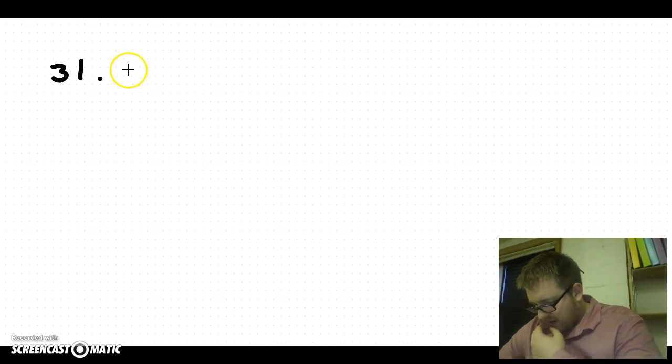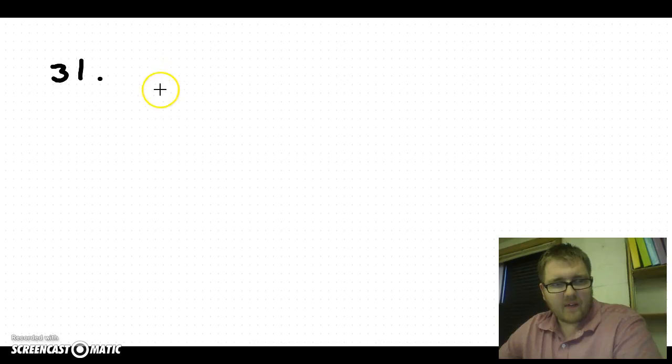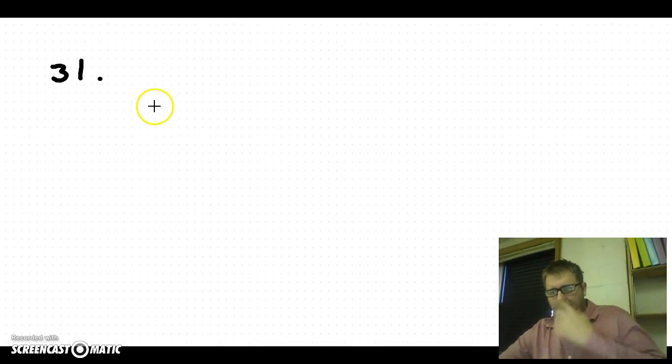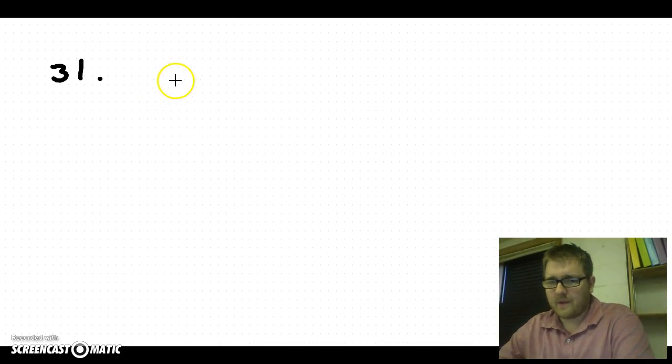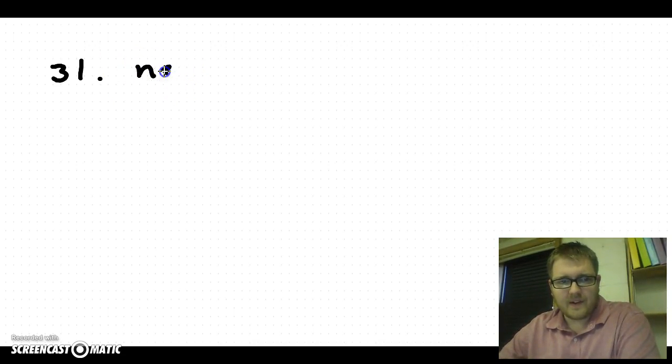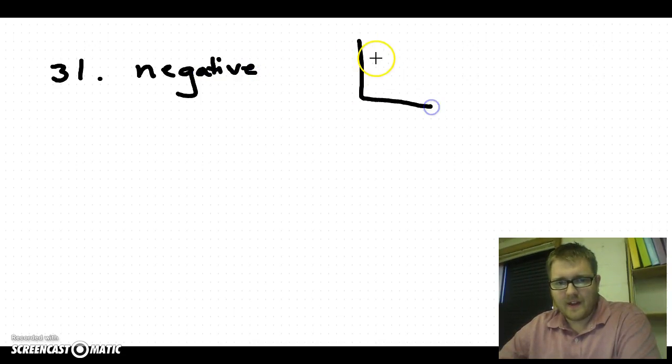For 31, we want to talk about whether this is a positive relationship, a negative relationship, or no relationship. If we talk about outside temperature and firewood sales, I would expect the greater the outside temperature, so the closer to summer we're getting, I would expect firewood sales to go down. So I'm going to say that those two have a negative relationship.